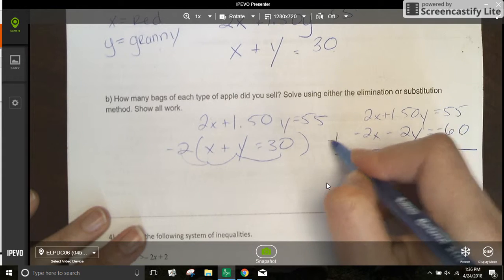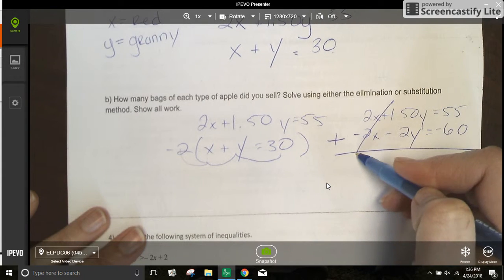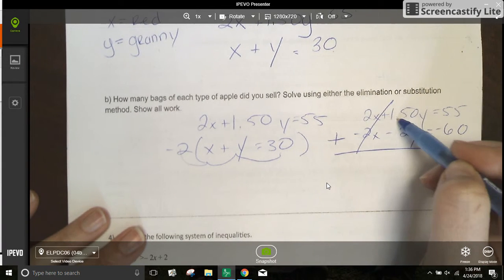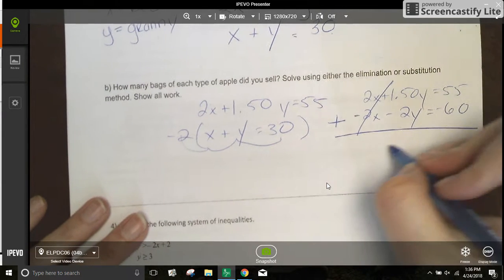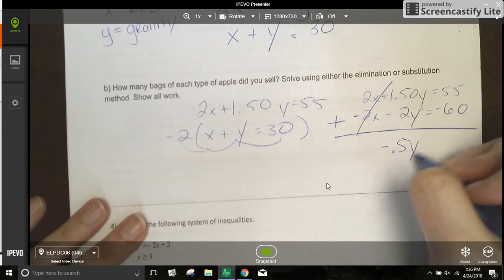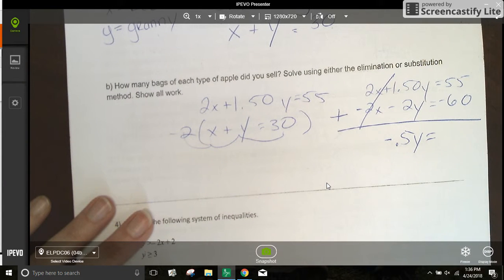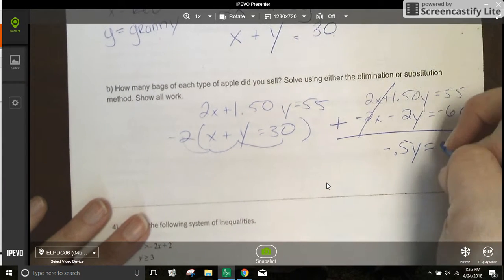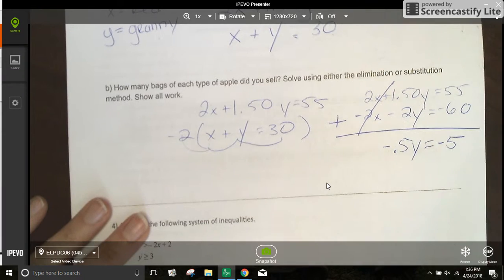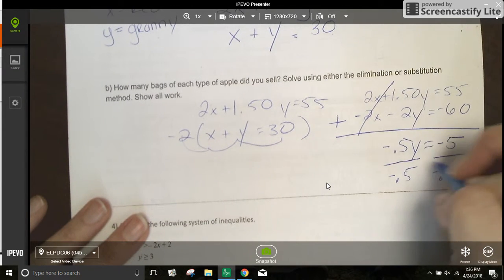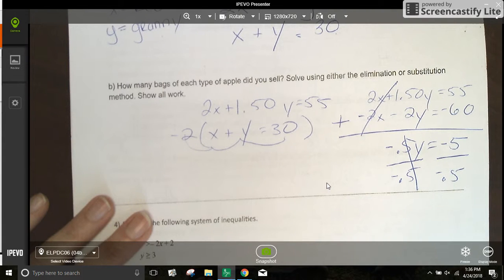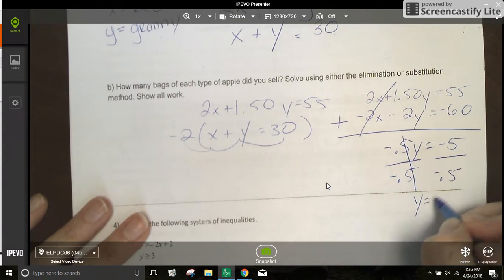Then I'm going to add down. So your x's should cancel. And then $1.50 minus 2 would be -0.5, and 55 plus -60 is -5. Divide by -0.5, and I got y to be 10.